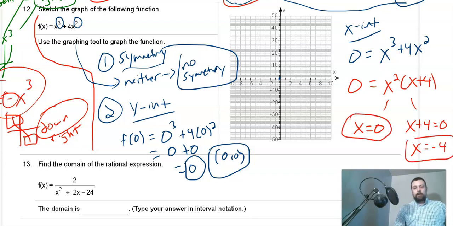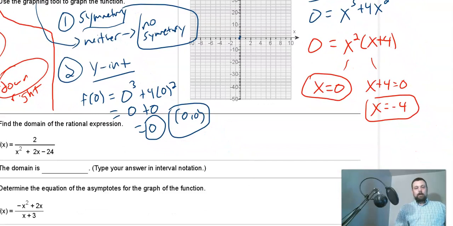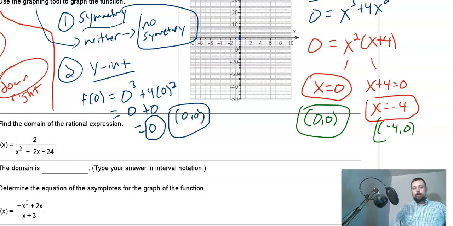And so you get these 2 points, right? You get 0, 0 again. You had that for the y-intercept. Well, that's also an x-intercept. So you get 0, 0, but you also get negative 4, 0. Not only do you get these points, so you have also negative 4, 0, which is right here, but you also know the behavior of the graph at those points.